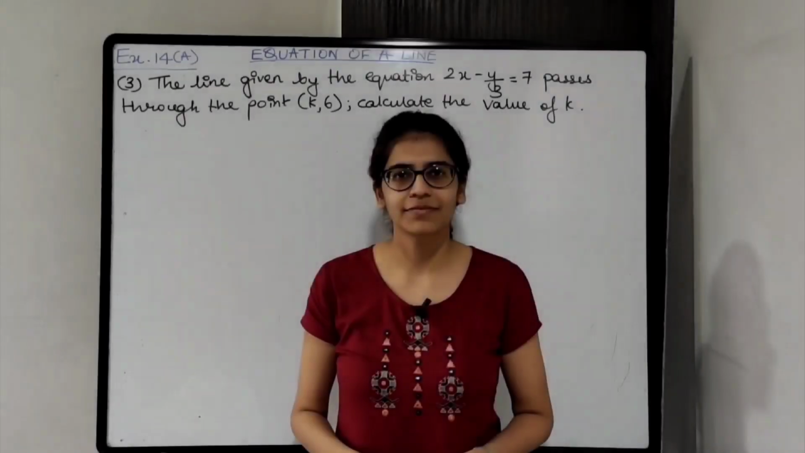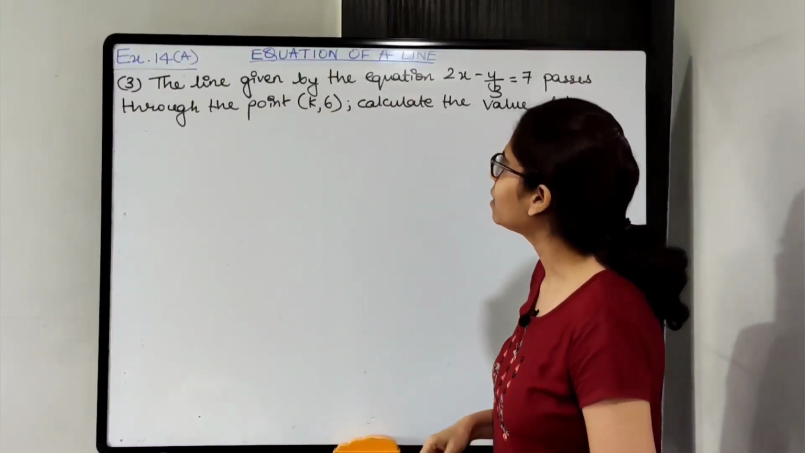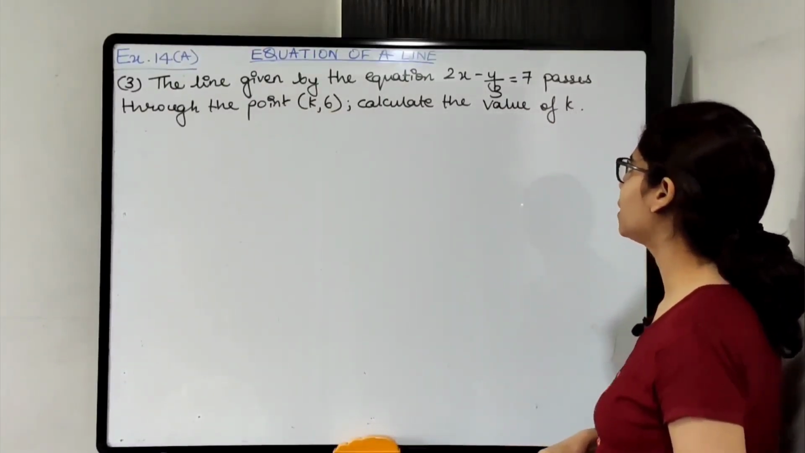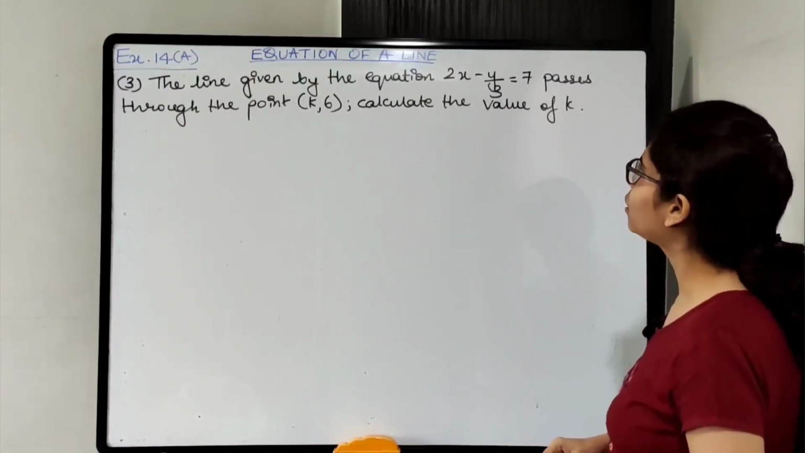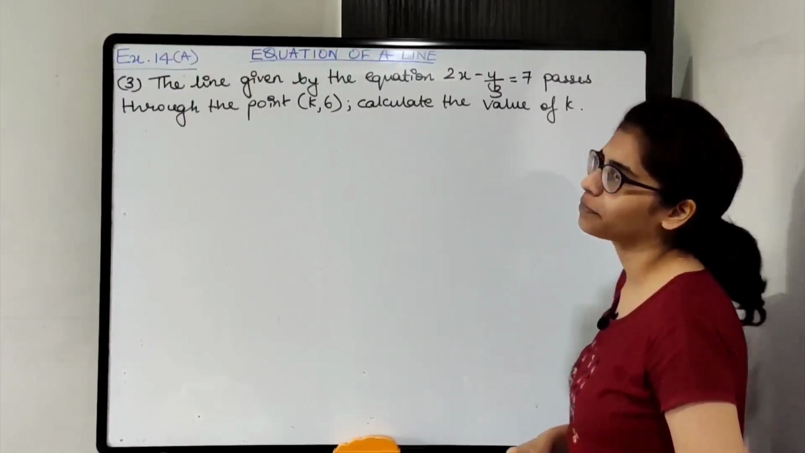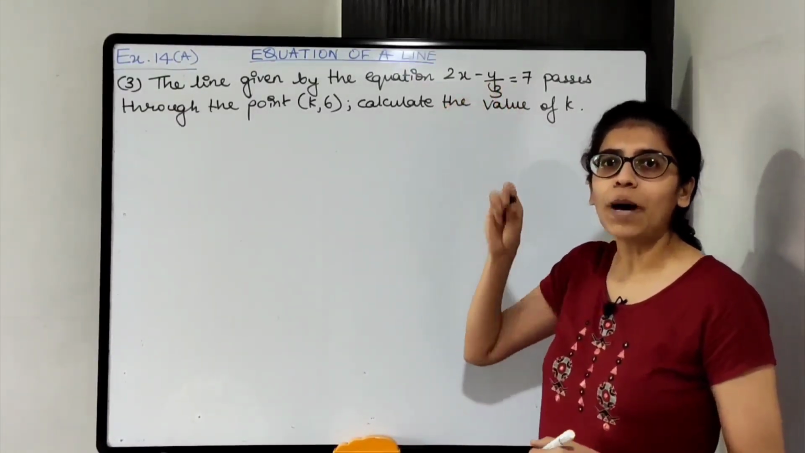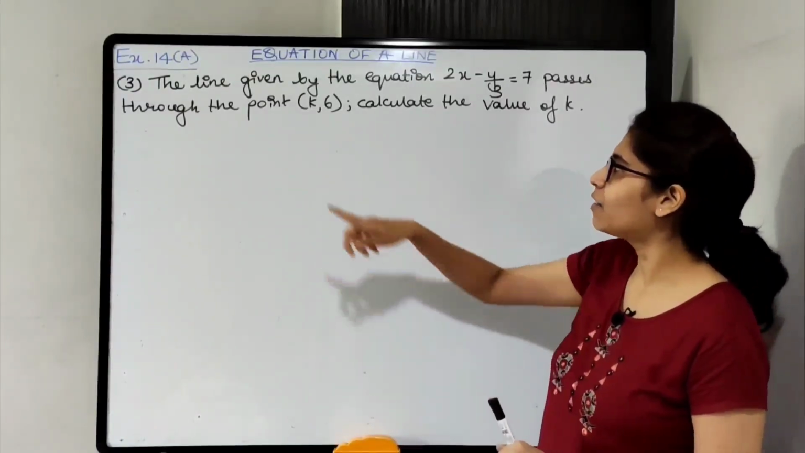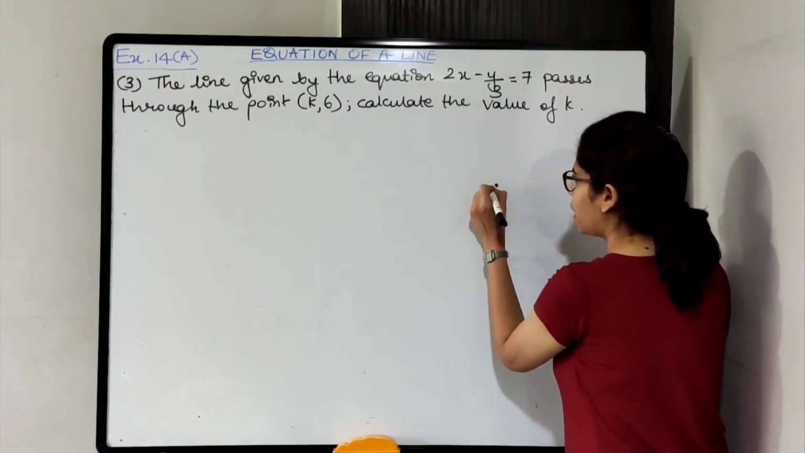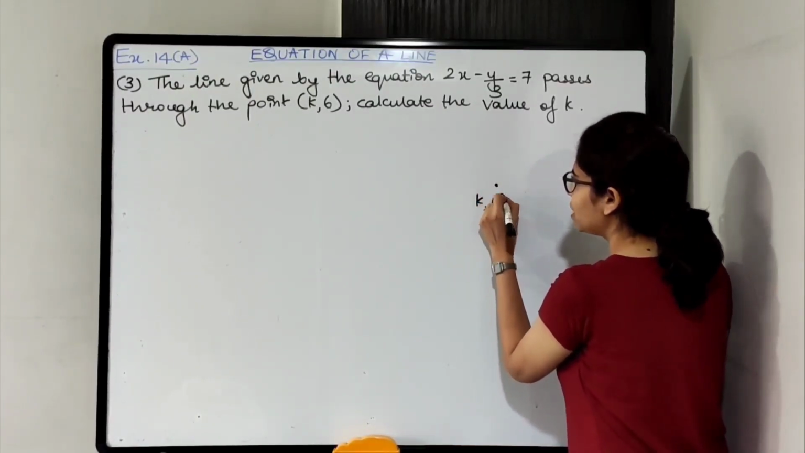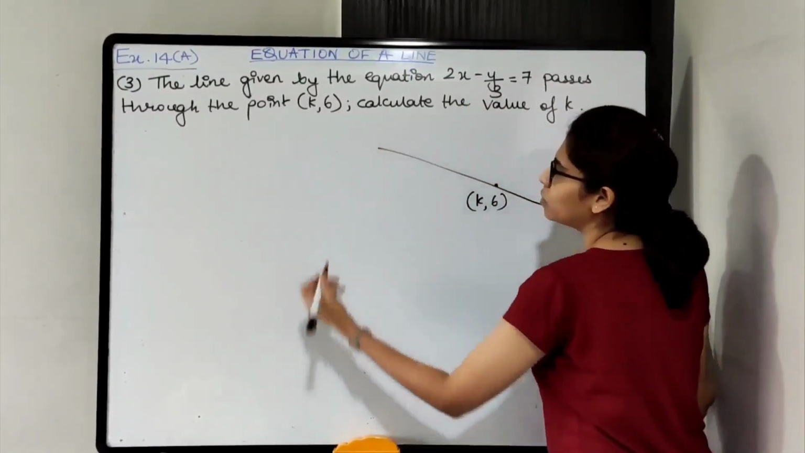Okay. Moving on to next question, question number 3. The line given by the equation 2x minus y by 3 equal to 7 passes through the point k, 6. Calculate the value of k. There is a line having this equation and it is passing through the point having coordinates k, 6. So there is a point and its coordinates are k, 6, and the line given by this equation is passing through this point.